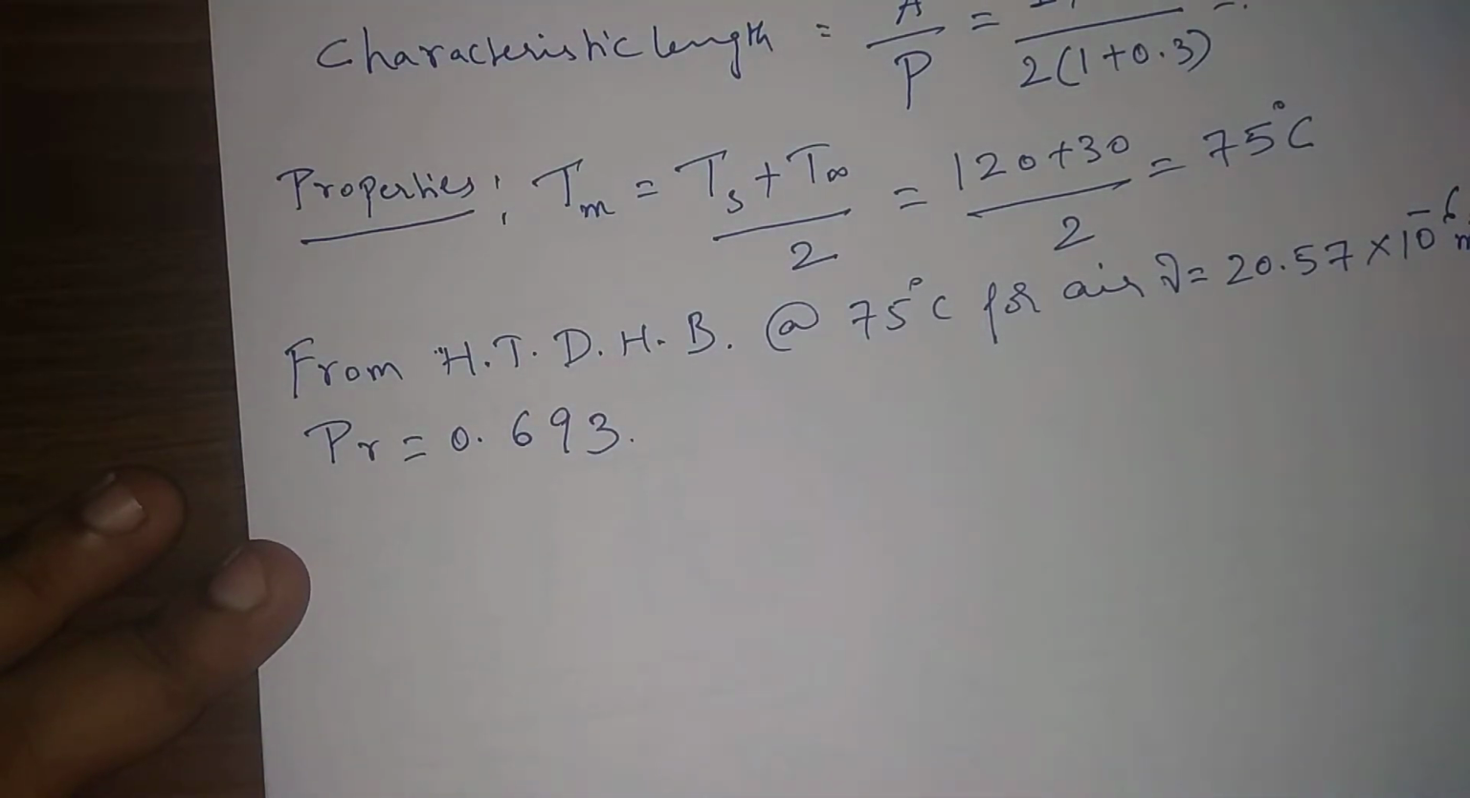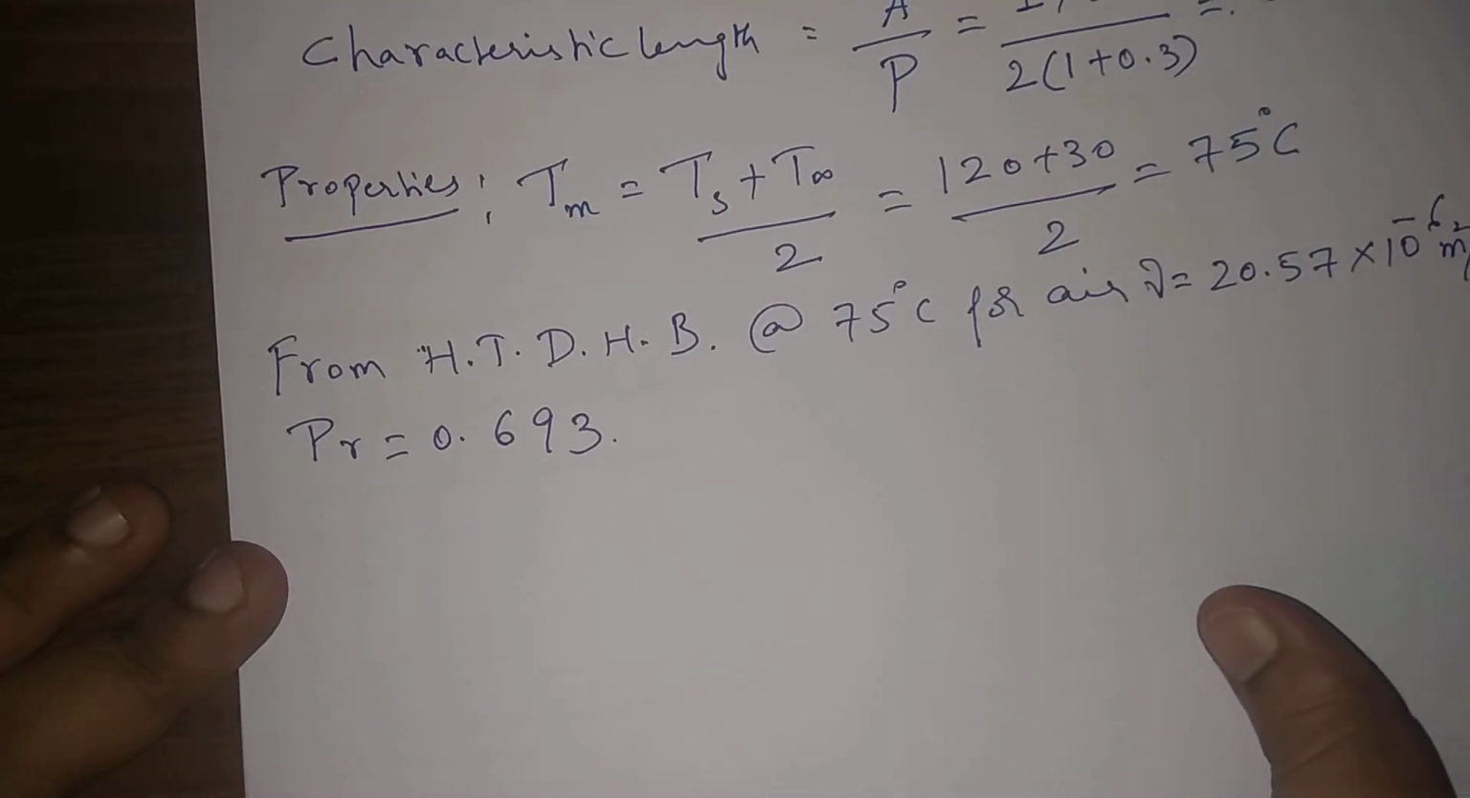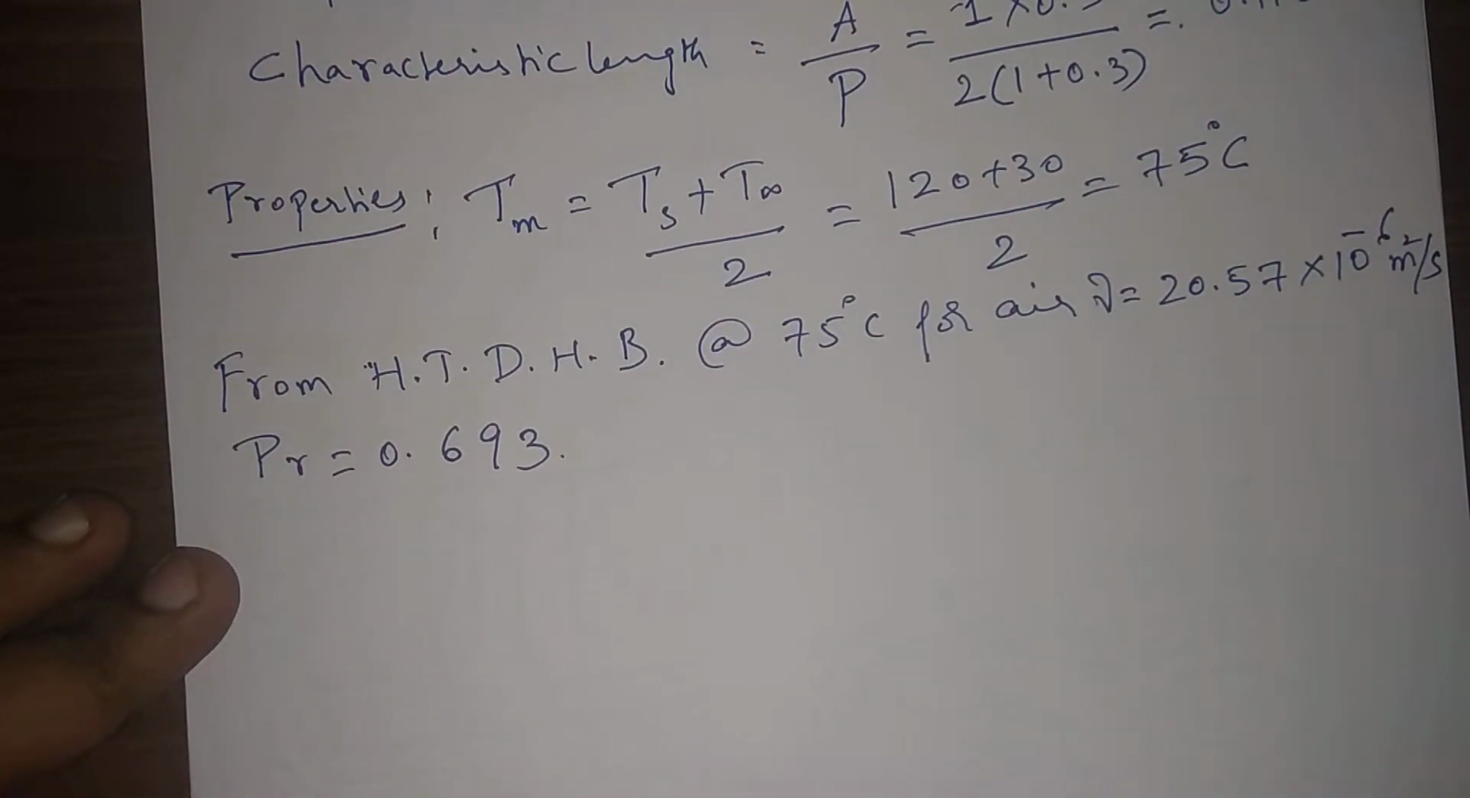I think this is sufficient. I feel, since it's not a constant heat flux boundary condition, we don't need any K value, correct? So I think these two properties are enough, I feel.